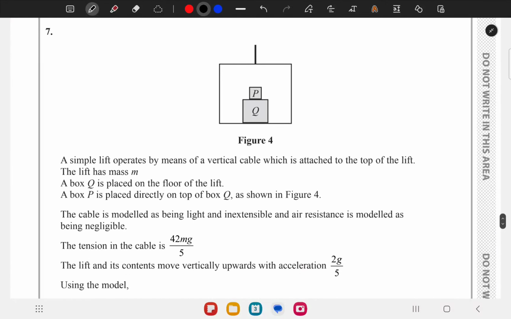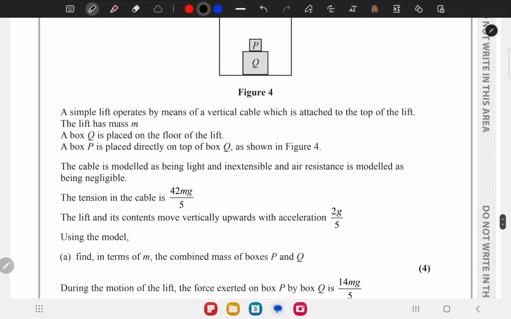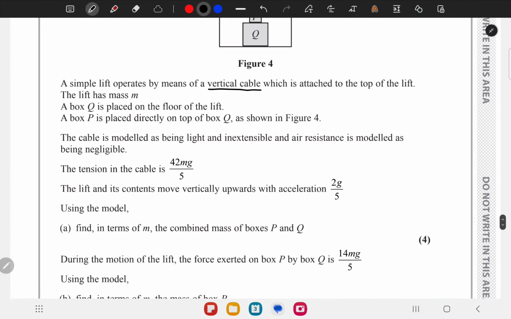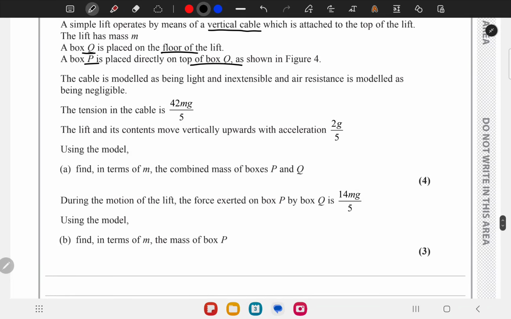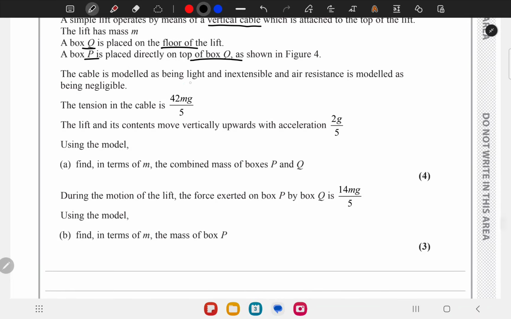Now in question 7, we have a question about an elevator. We are given a simple lift which works with a vertical cable. We are given that box Q is placed on the floor and box P is placed on top of box Q. We are given the cable is light and inextensible, and air resistance is negligible.